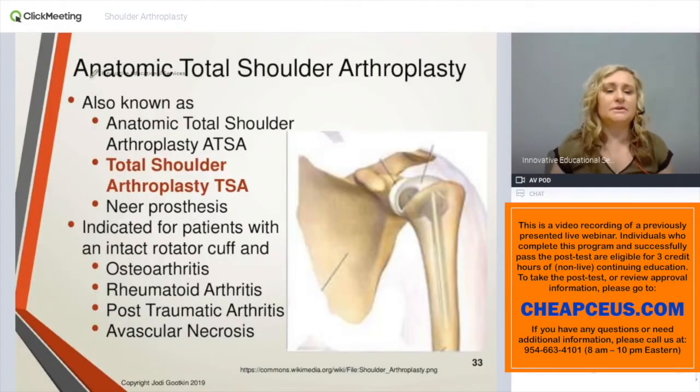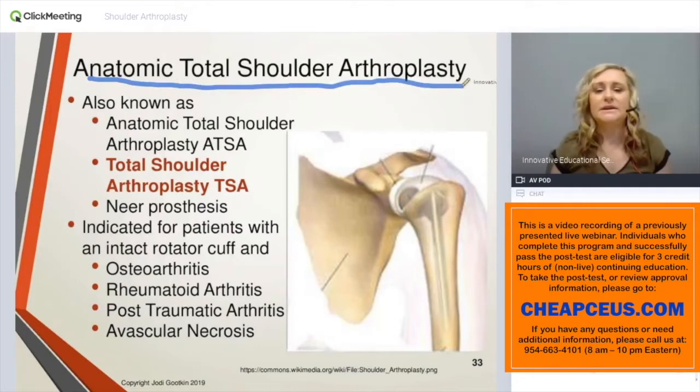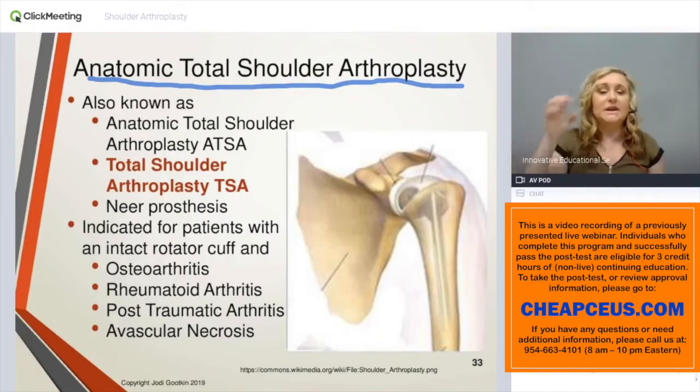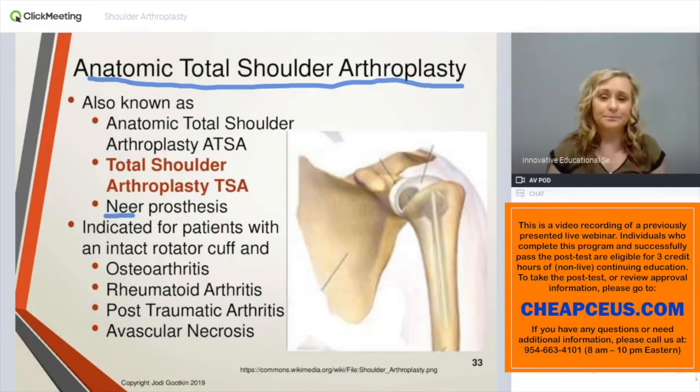First, anatomic total shoulder arthroplasty. Generally speaking, if it's said in the research, or double check with the physicians that you're working with that are referring to you, if the term is just that the patient underwent a total shoulder arthroplasty, this first procedure that we're discussing now is likely the one that they underwent. It's called a near prosthesis that's utilized if you look at the actual components, maybe in the op report.